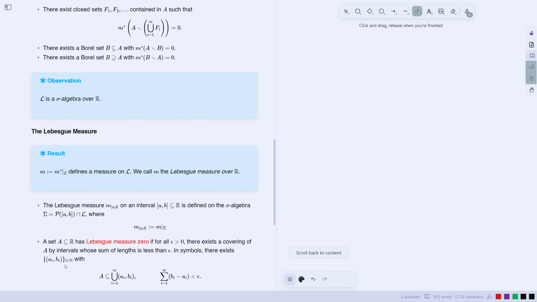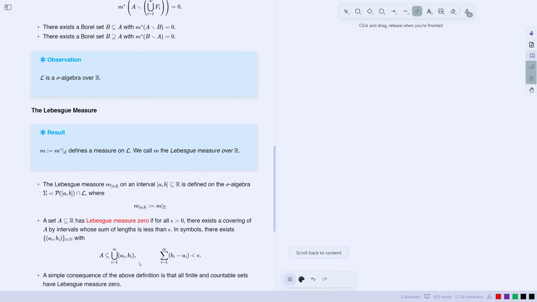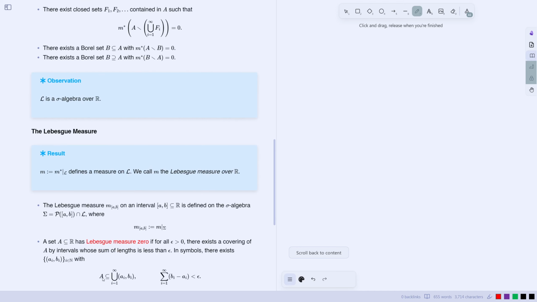We have this open covering by intervals (a_i, b_i), indexed by the naturals, with two things. The first is that this collection of intervals covers A. The second is the sum of the lengths of the intervals. Remember that the length of an interval is the difference between the endpoints, the right endpoint minus the left endpoint. The sum of that is going to be less than epsilon.